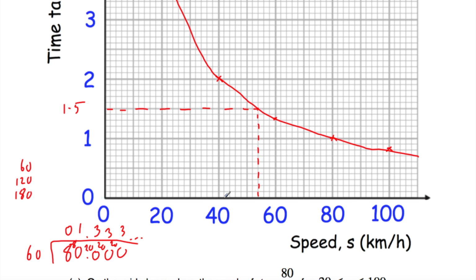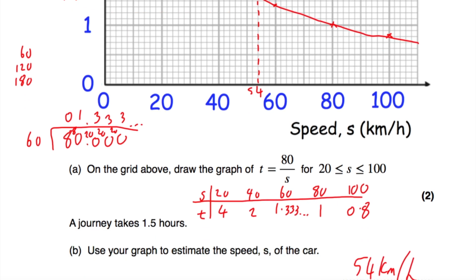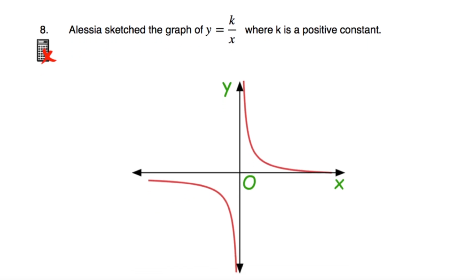So it's going to be 42, 44, 46, 48, 50 in the middle, 52, 54. So that's 54 kilometers per hour. And that's it. Now, our answers may vary slightly depending on our curve and how we've drawn it, but I've got 54 kilometers per hour. That's the speed of the car. Okay, let's have a look at our next question, question number 8.